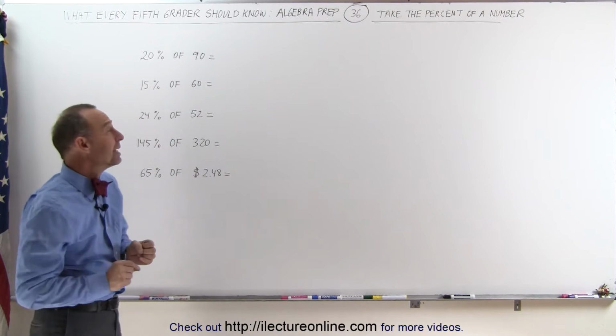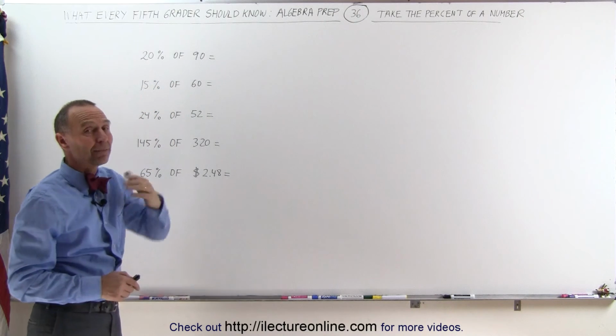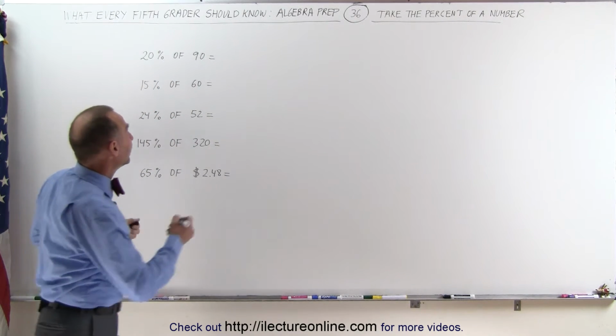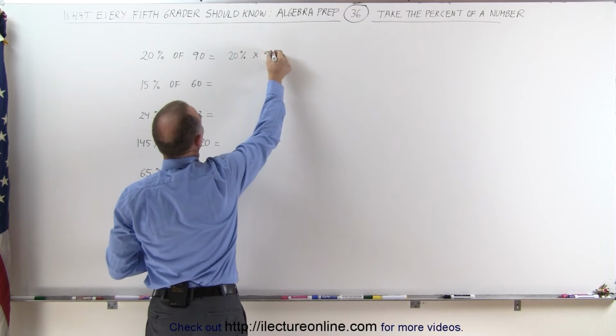Now let's see what we do when we multiply a percent times a number. And that's really what that means. When you see the word "of" like this, 20% of 90, that means 20% times 90. Let's write that down. 20% multiplied times 90.